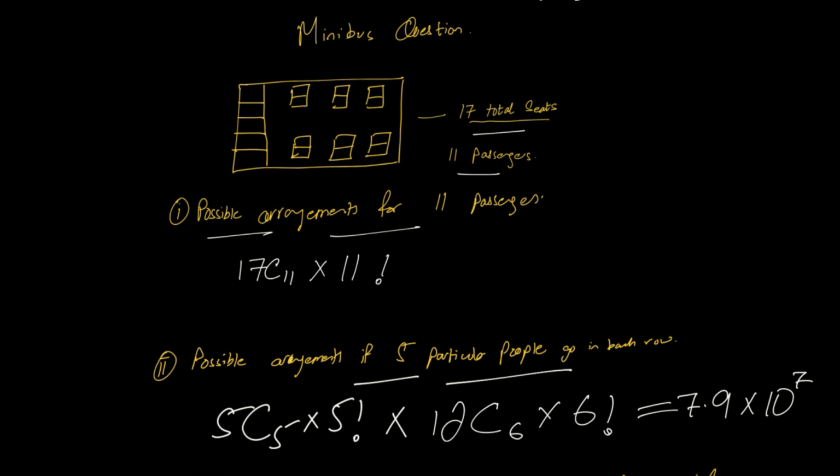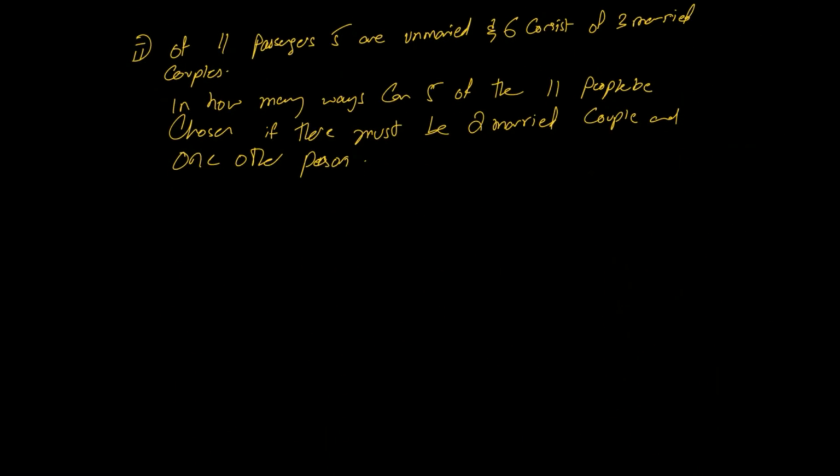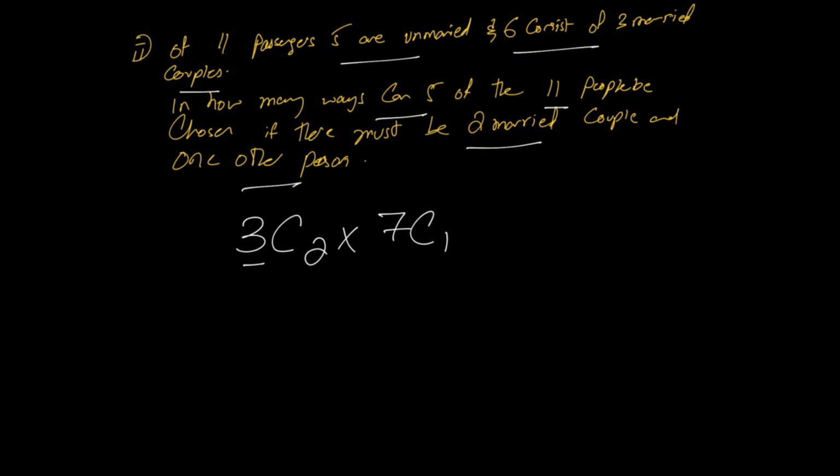Okay, now let's look at part 3. Alright, so in this part they say that of the 11 passengers, 5 were unmarried and 6 consist of 3 married couples. In how many ways can 5 of the 11 passengers be chosen if 2 married couples and 1 other person? Okay, so the 1 person can either be married or unmarried. So first of all we have to choose the 2 married couples. So we have 3 married couples, we choose 2 of them. And then we have to choose 1 from any of the 7 remaining passengers, including the 1 married couple. The question says chosen, so we don't have to arrange them. So this equals 21 and this is the answer.